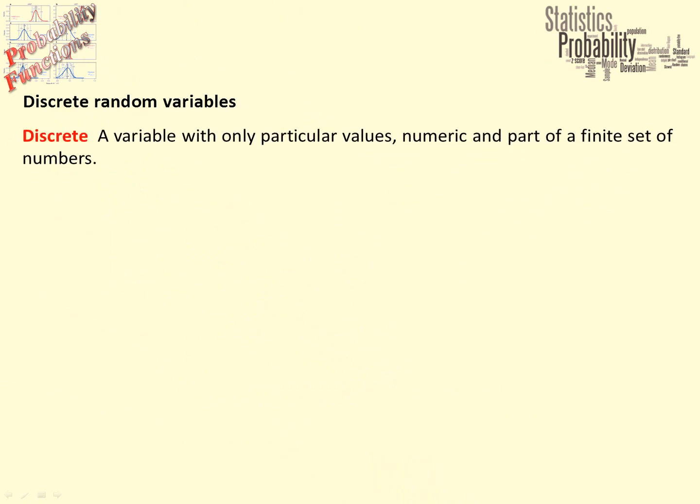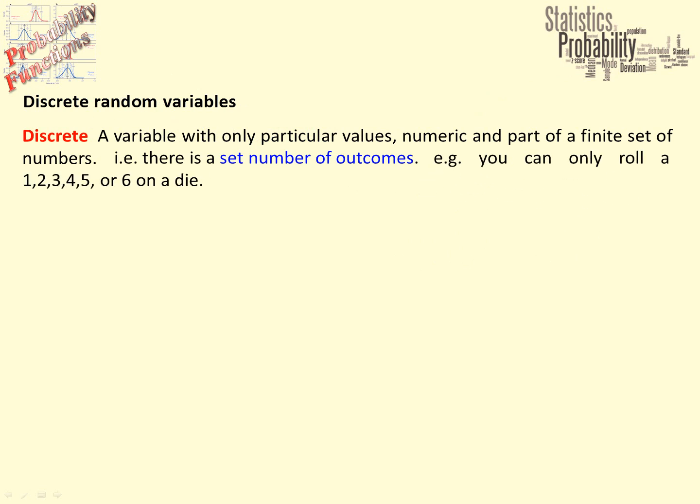Well, discrete means having only particular values, numeric, and part of a finite set of numbers. If we're selecting a committee from 1,000 students, then it's a finite number. We can say exactly how many. Set number of outcomes. For example, if you roll a die, you can only have 6 outcomes, and that is discrete.